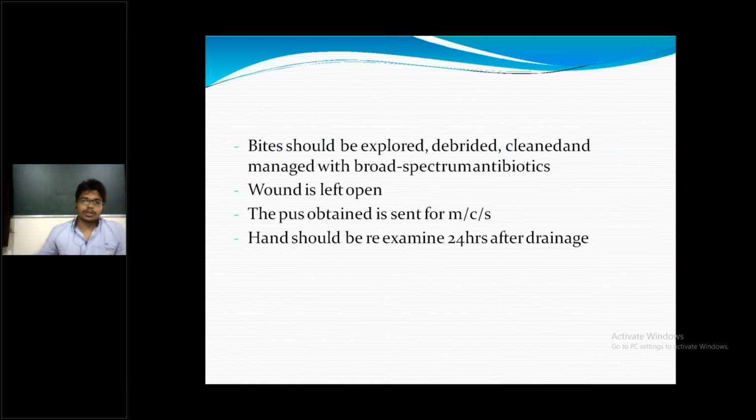Bites should be explored, debrided, cleaned, and managed with broad spectrum antibiotics. The wound is left open. The pus obtained is sent for culture and sensitivity. The hand should be re-examined 24 hours after. One principal rule for treating these infections: never close the wound. For any infection, you should not close the wound. If you close the wound, you may end up in jail.